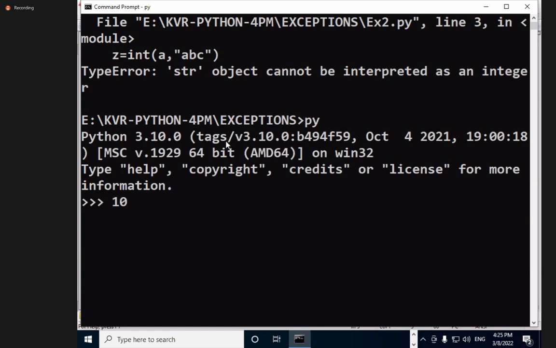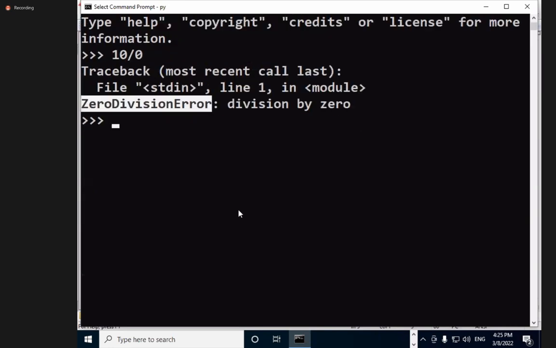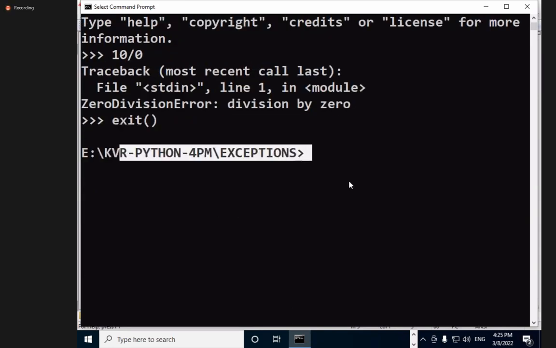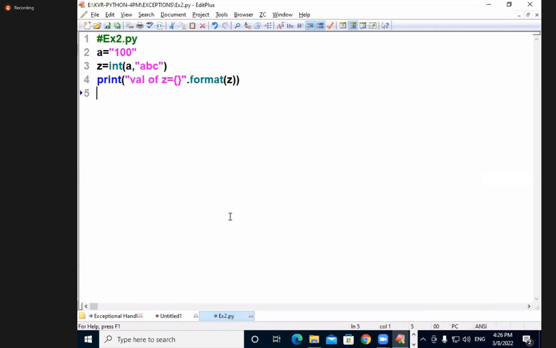You say 10 by 0. You see what this exception is called? Zero division error. You come out of that, and again it is coming to the DOS prompt. You need not go to Python and all those things. Directly from your DOS prompt only you can go to Python. Again you come to your place only. Are you getting? Yes. So now I am going to give you the concept like this.